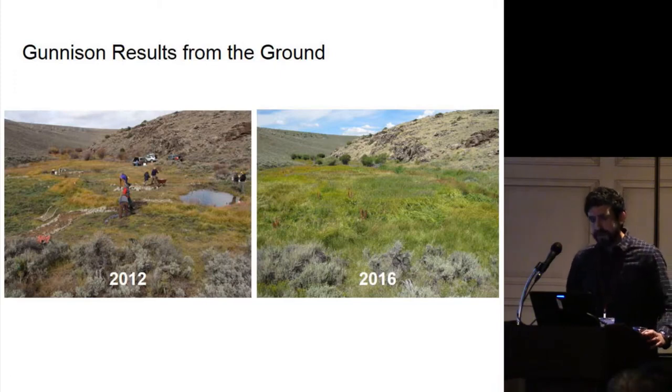So this is what it looks like on the ground, and we've already seen this photo. This is one of the Media Luna sites that they installed there. But you can see just really obvious increase in plant productivity that the satellite's able to pick up as well.